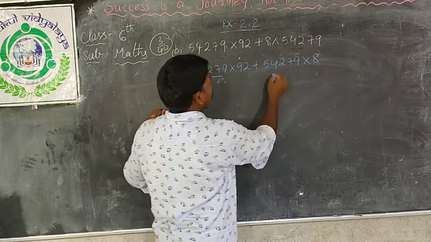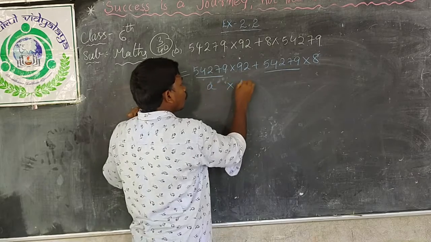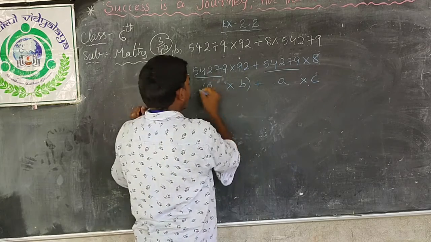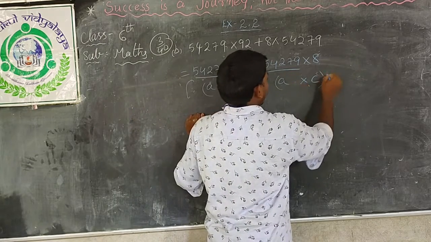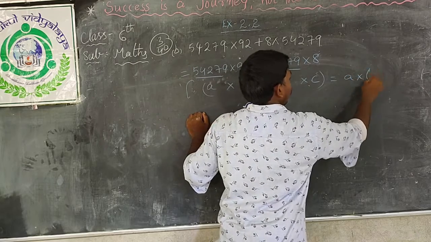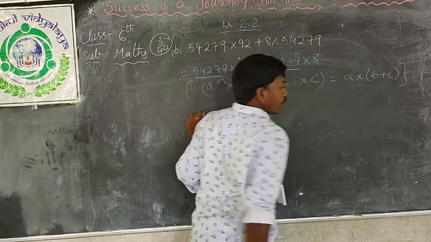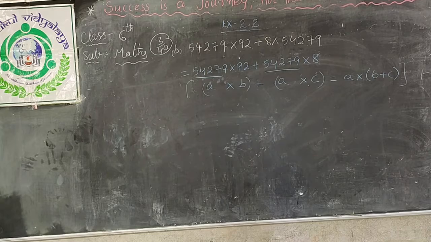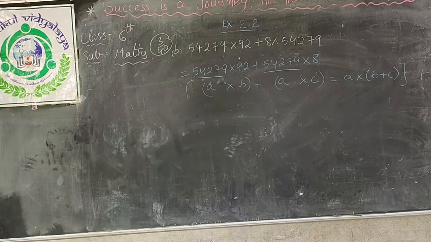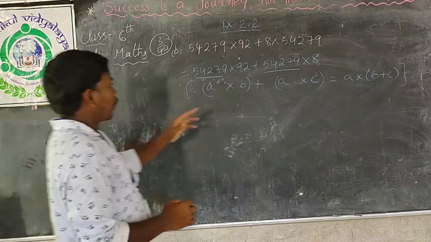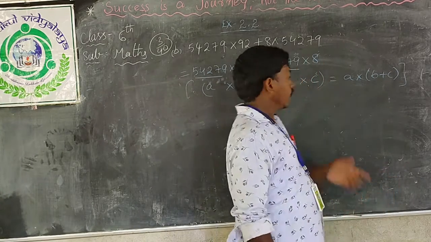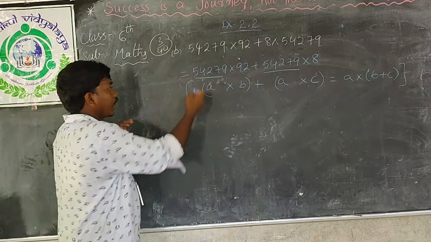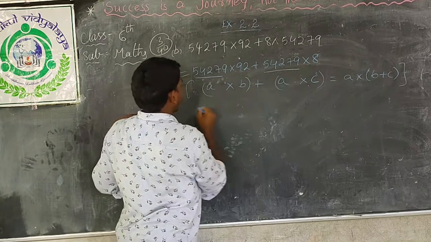Children, this is the first same number. A into B plus A into C is equal to A into B plus C. This is distributive law, multiplication over addition. Okay? Like that, take the first one: A into B plus A into C equals A into B plus C.